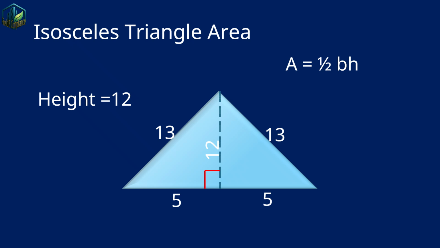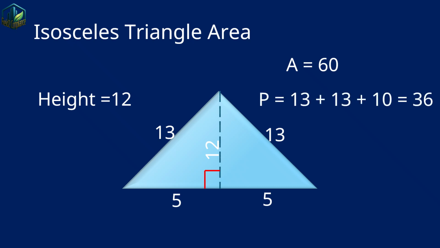Now we can calculate the area using the formula 1/2 times base times height. That's 1/2 times 10 times 12, giving 60 square units. The perimeter is found by adding all three sides, 13 plus 13 plus 10, which equals 36 units.